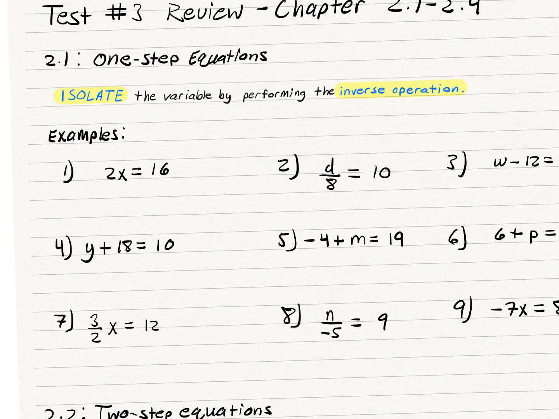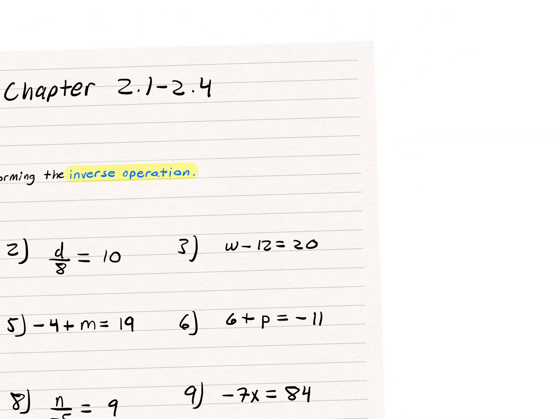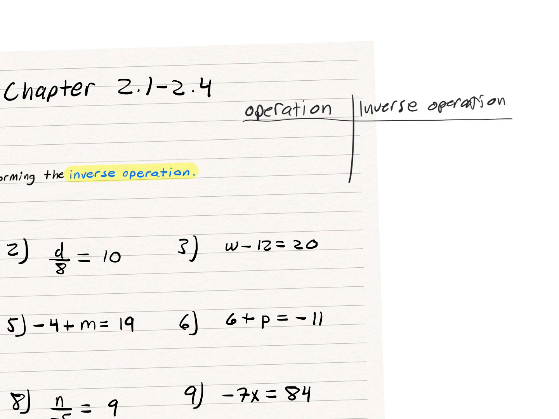All you have to do in these kinds of problems is isolate the variable by performing the inverse operation, all right? And now the inverse operations, if you remember, right? So if we have an operation, the inverse operation is just what we need to do to undo the operation that is being done, right? So if we have addition as an operation, its inverse operation is going to be subtraction. So to get rid of something that's being added, we want to subtract.